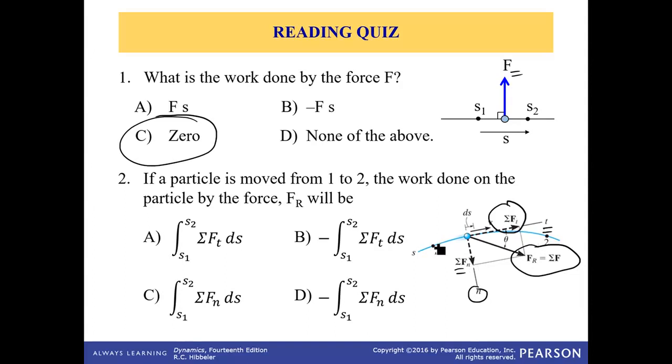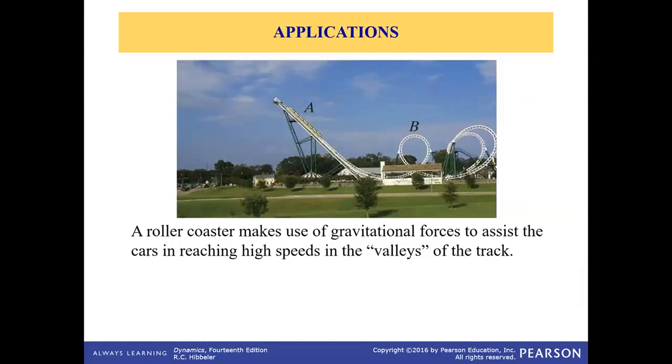In this particular case, the particle is going from 1 to 2. So what is the correct answer? You can pause the video and try to guess the answer. So this force is in the direction of displacement. So work done is positive, and it's the integral from S1 to S2 of the tangential forces multiplied by ds.